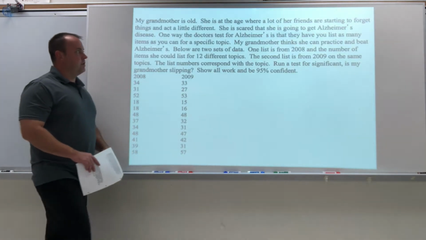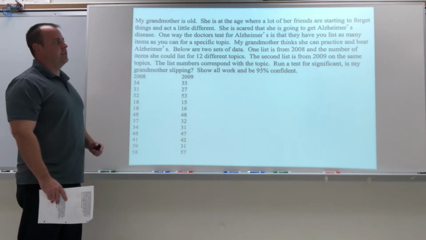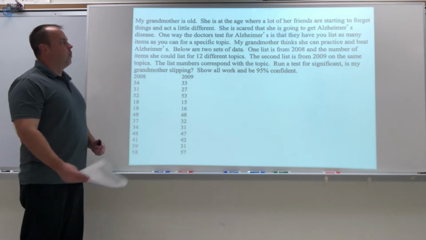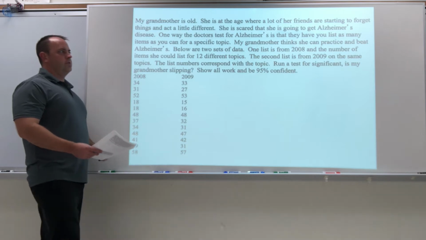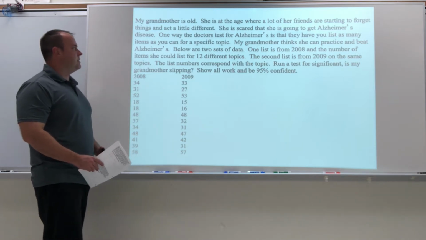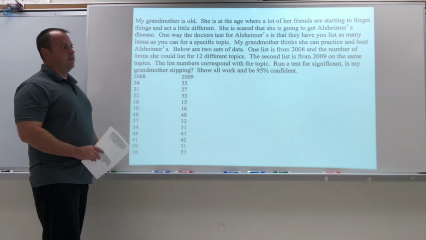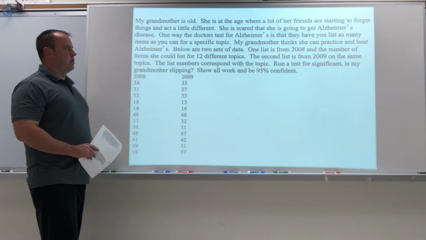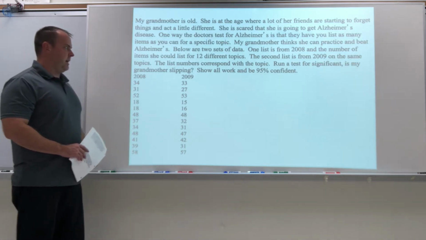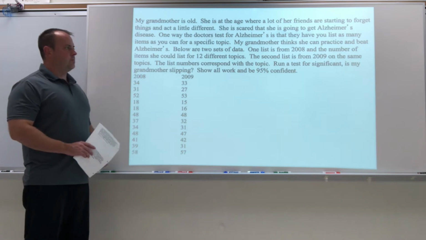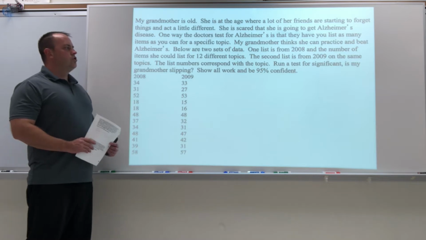My grandmother's old. She's at the age where a lot of her friends are starting to forget things and act a little different. She's scared that she's going to get Alzheimer's disease. One way doctors test for Alzheimer's is that they have you list as many items as you can for a specific topic. My grandmother thinks that she can practice and beat Alzheimer's. Below are two sets of data. One listed from 2008 and the number of items she could list for 12 different topics. The second list is from 2009 on the same topics. The list numbers correspond with each other. Run a test for significance. Is my grandmother slipping? Show all work.